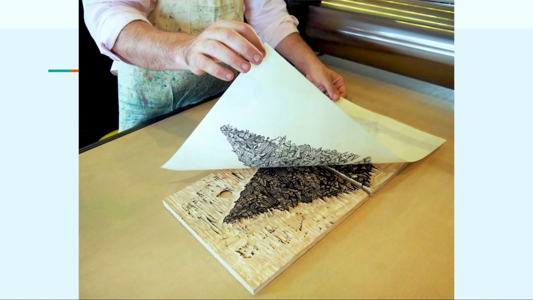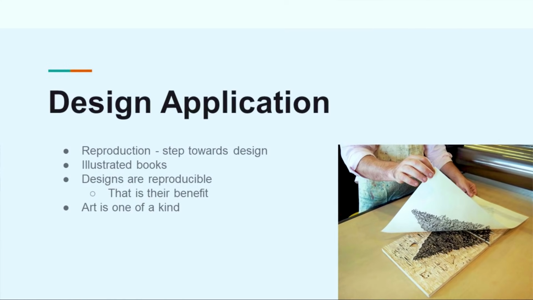All right, moving next into woodcuts. I love this because this is where you can start to see illustrations, art, designs, as it were, being able to be reproduced. And this is how you'll start to see the combination of type and visual illustration merge together. So the reproduction step towards design, illustrated books, designs become reproducible. And that is the biggest benefit for these woodcuts.